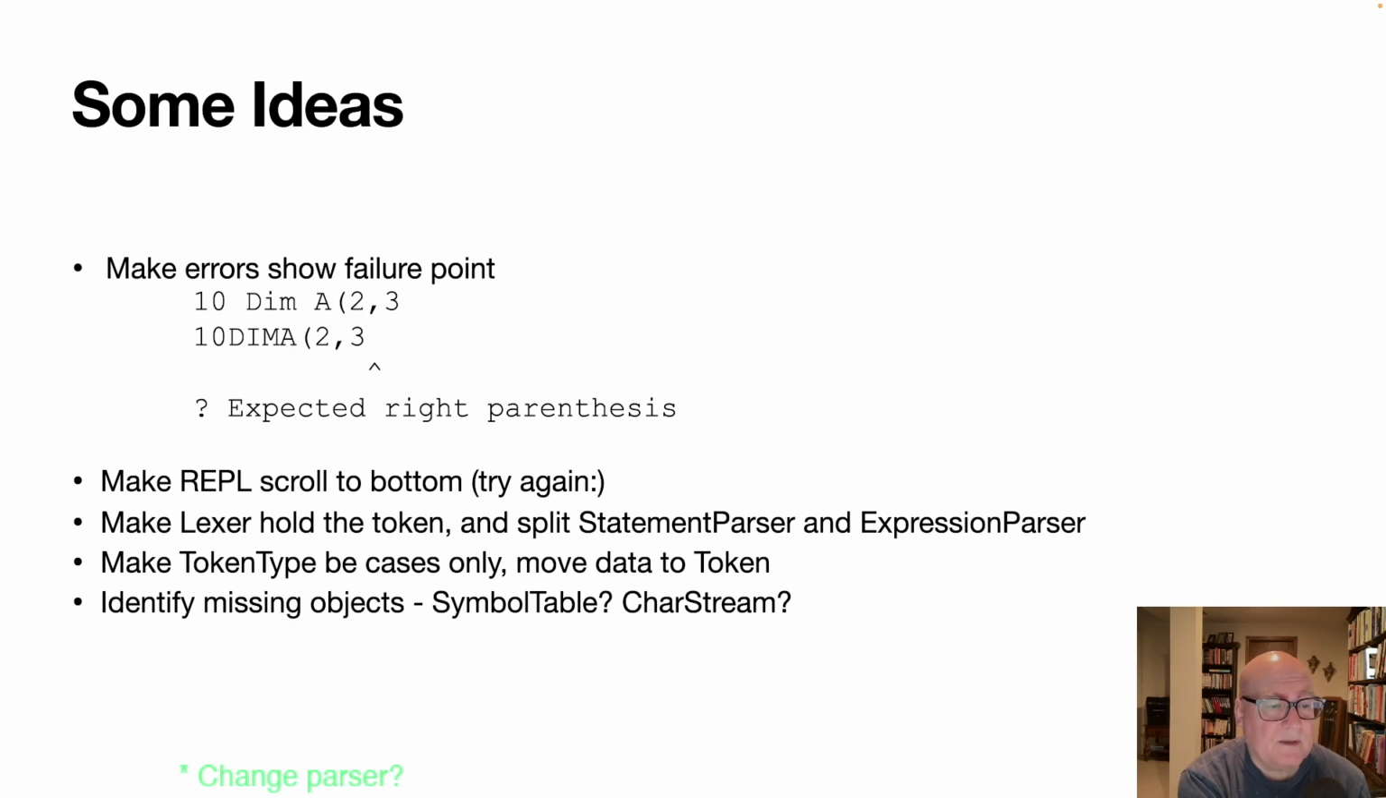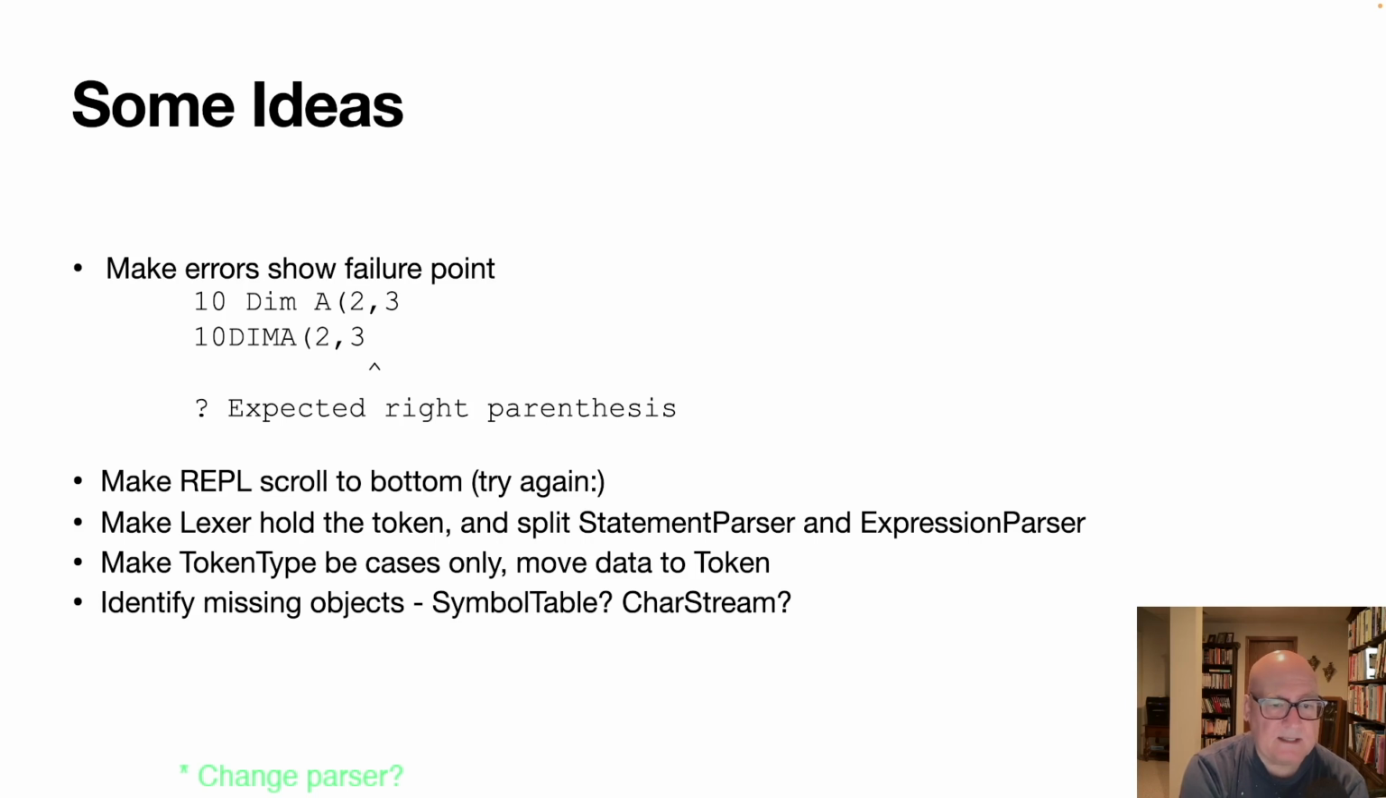The other one is to make the token type be cases only. The way tokens are now, some of them have attached data. If it's an identifier, it says, oh, I've got the name right here. We probably could move that additional information up to the token and see how that goes. I think that one's worth an experiment. It would change a bunch of code, so we'll have to do it stepwise.